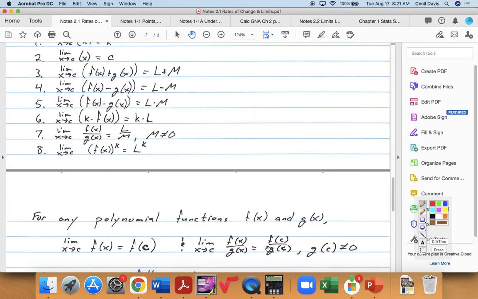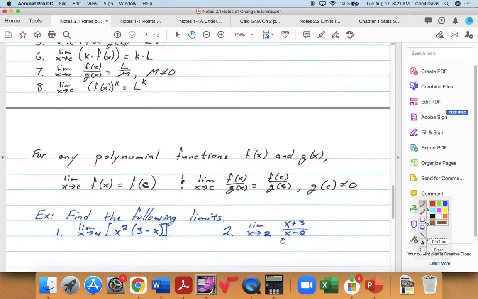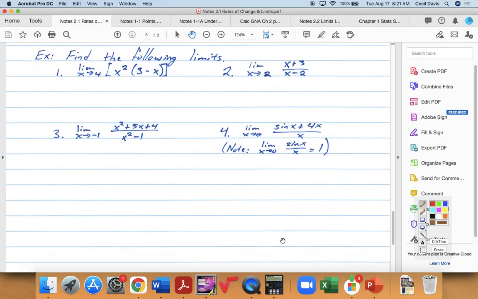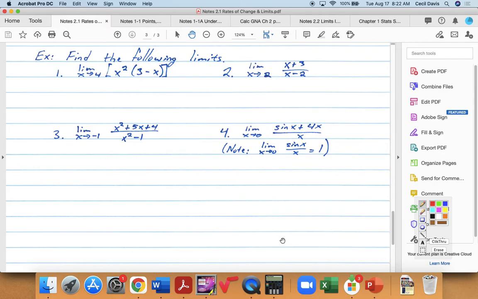And so whatever point you're approaching is where you are. Likewise, for rational functions, provided the denominator is not 0, which is where you have things like vertical asymptotes and removable discontinuities or holes in the graph, provided that doesn't happen, wherever you are in your drawing is the limit at that point. You can just substitute. So, let's find some limits. So for example, the limit as x approaches 4 of x squared times 3 minus x.